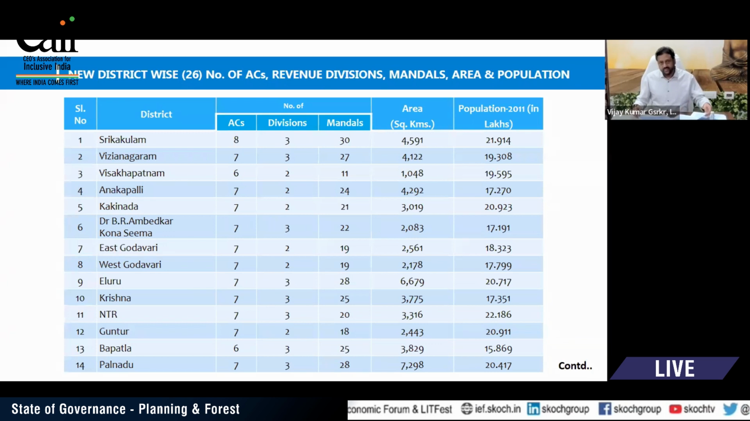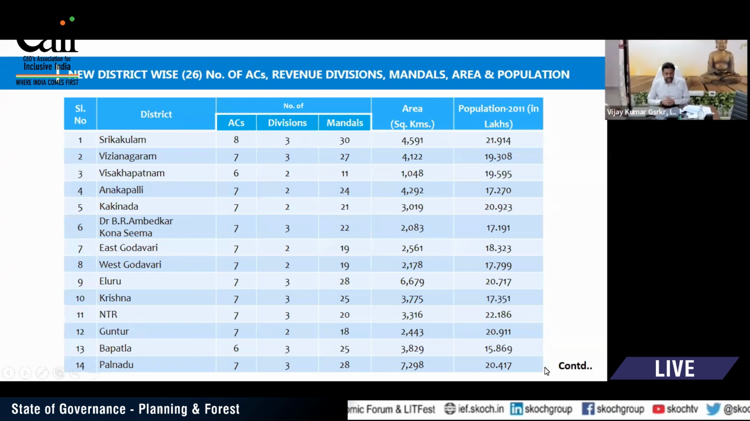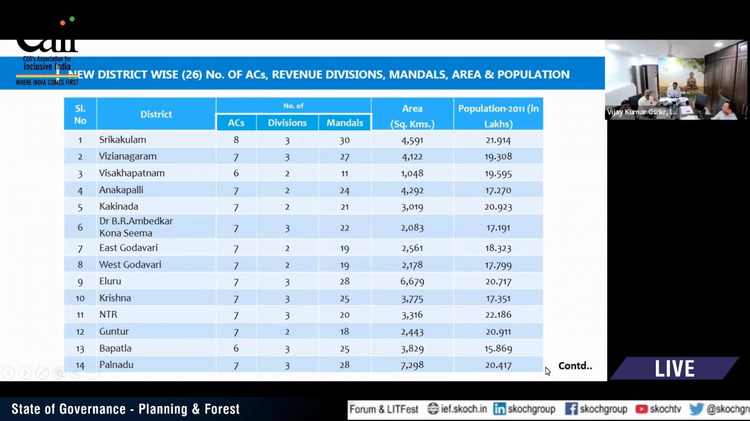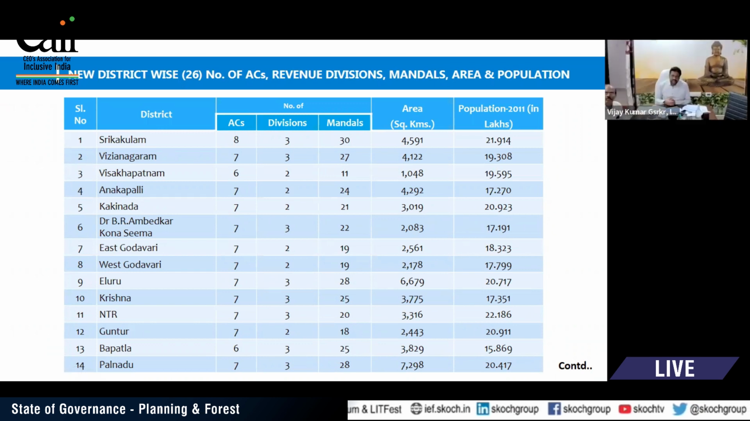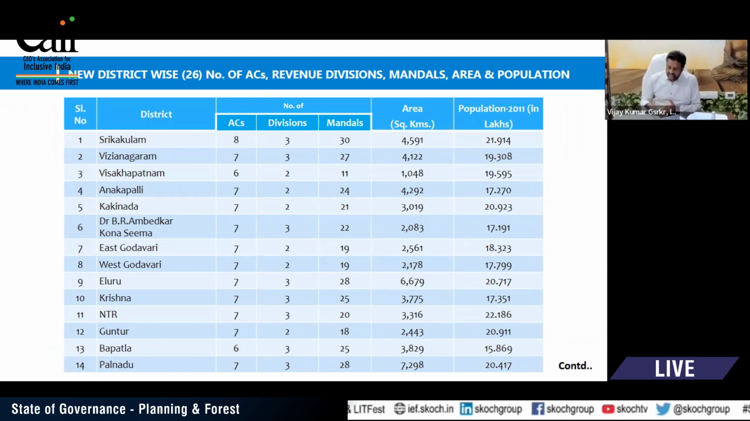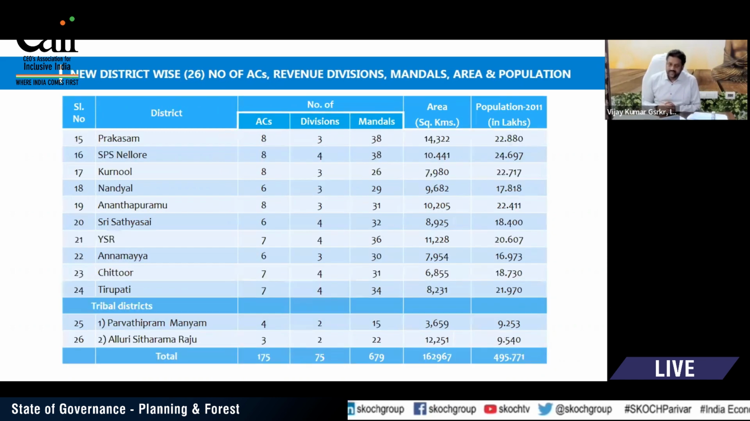So if you see now, there are 26 districts. Initially the mandate was to create 25, but based on the circumstances and the people's aspirations, we created one more district. So it is now 26. Out of 26, 2 districts are created exclusively for the tribal areas. Why? Because these tribal areas are spread across a large area. So the number 25 and 26, these 2 are tribal areas.